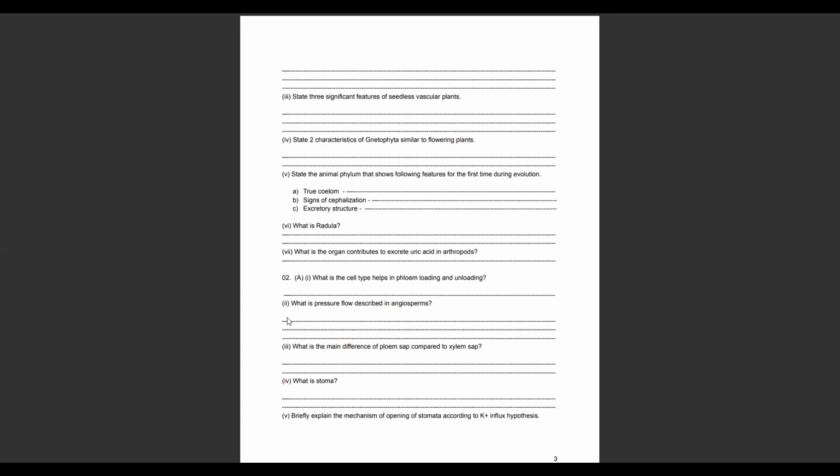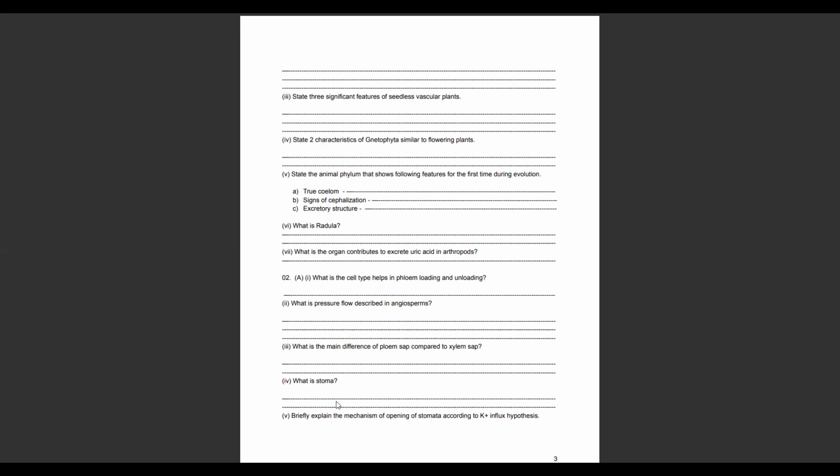Xylem vessels, what do they do? They transport water and minerals. So xylem sap contains mainly water and dissolved minerals. But phloem sap, what does it do? It transports the products of photosynthesis. So it includes sucrose. It contains sucrose at 30% of its weight.